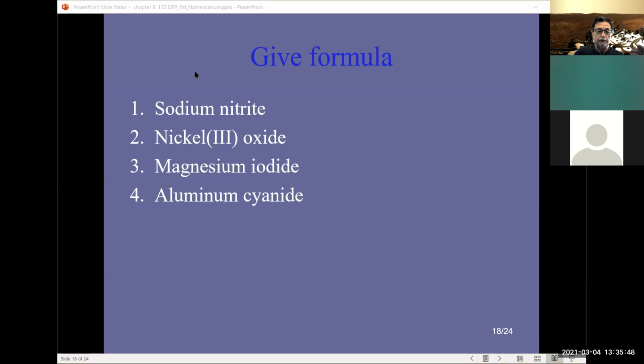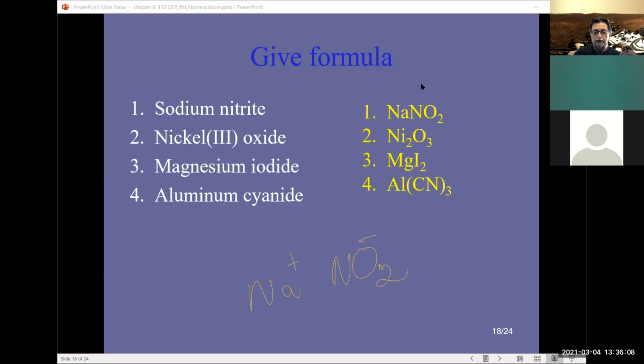Now we can put down sodium, which is the +1 because it's group 1. And then we have NO2 negative. So very quickly, that's our formula. Sodium and nitrite combined together. I know they're all grouped up, but we'll go through each one individually. So that's our formula then.